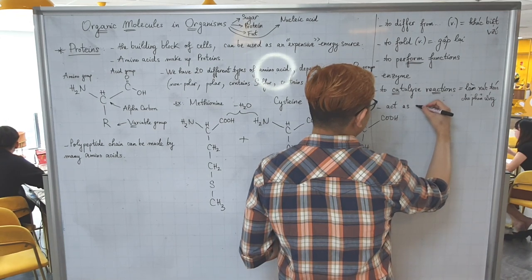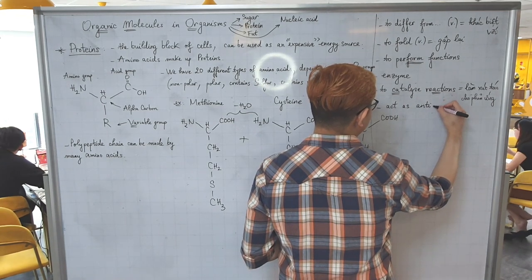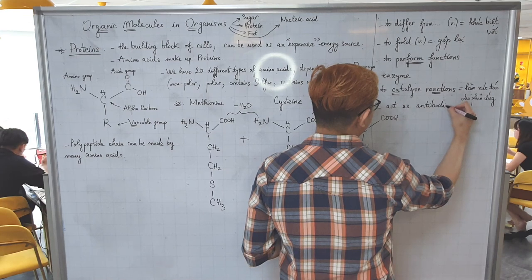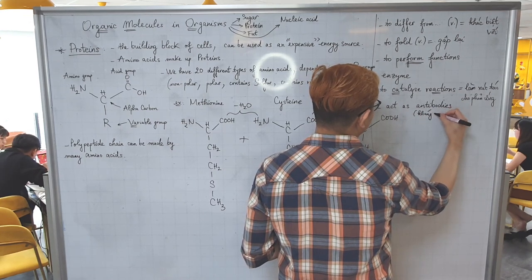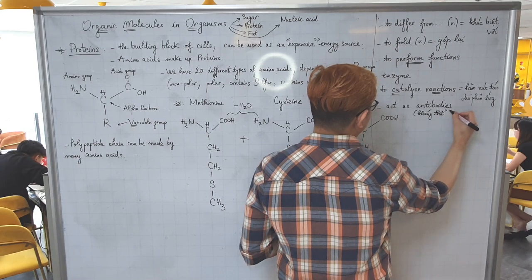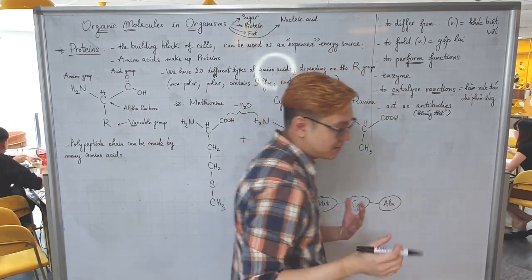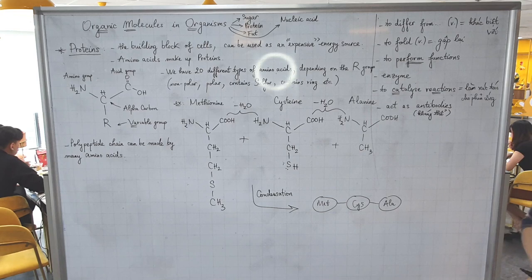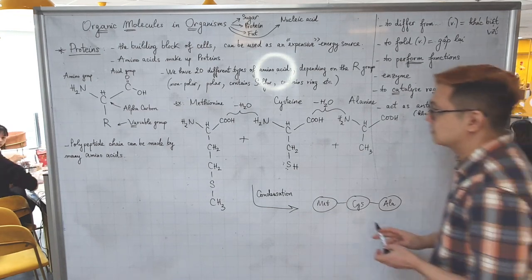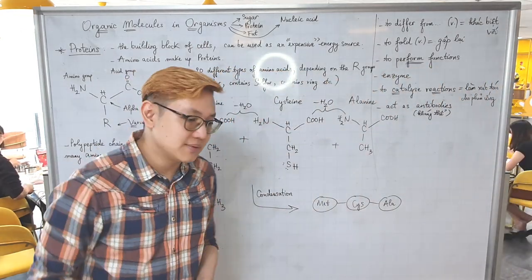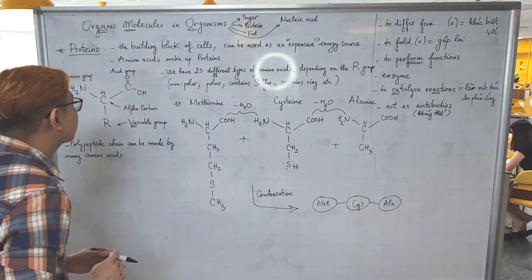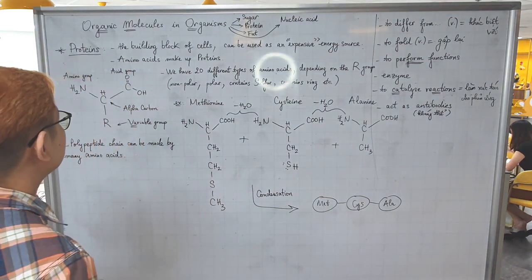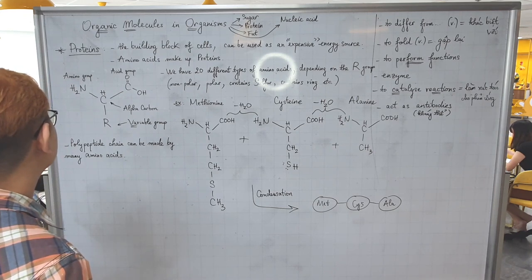They can act as antibodies. Anti means against, body means the body. They can act like antibodies to protect the cell, protect the body. They can be muscles, they can be everything, basically. Many things. Alright, proteins.